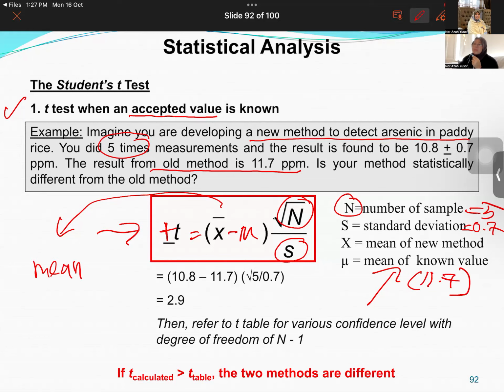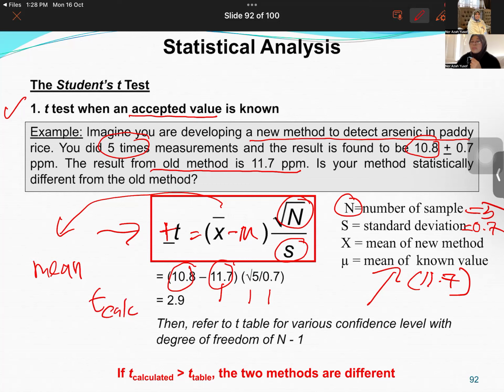Okay, it depends. In the question, you have to know which one is the accepted value, true value, or known value. So it's not that difficult. Now we can just put in all the values that we have. So this is the mean, 10.8 minus the known value, and then this is the N and the standard deviation. So this is what we call T calculated.